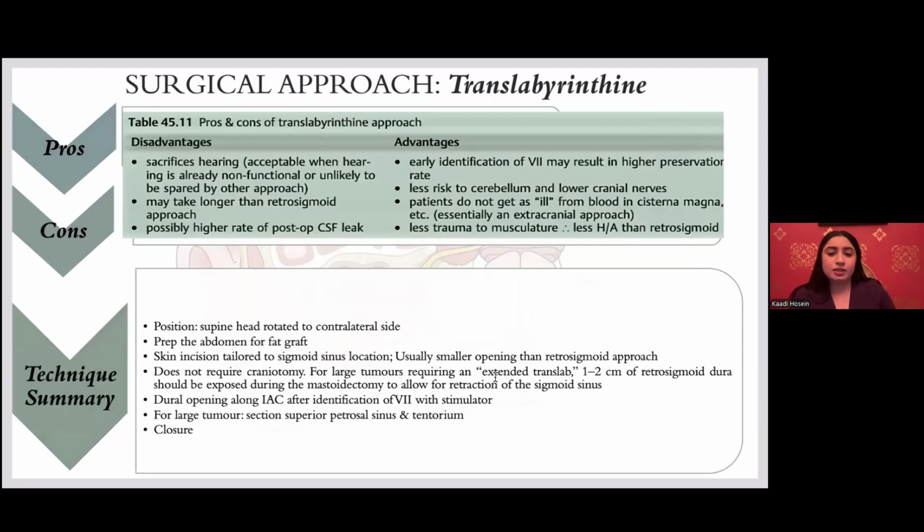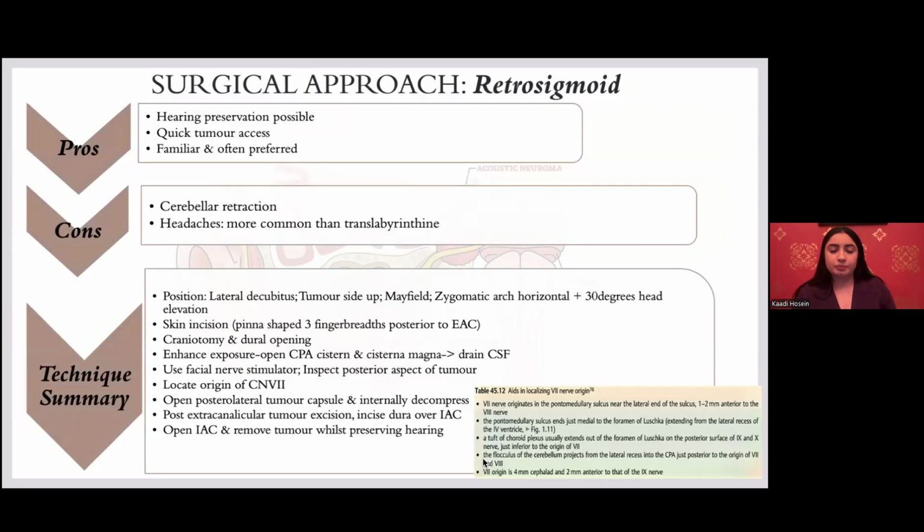Regarding the translabyrinthine approach, which is often preferred by neurotologists, pros and cons are shown here, with the former including early identification and preservation of cranial nerve 7 and a decreased risk to lower cranial nerves and cerebellum, and the latter including sacrificing hearing, extended operating time, and a higher risk of postoperative CSF leak. Again, the technique is shown here. So you can explore that because I believe we're running out of time.